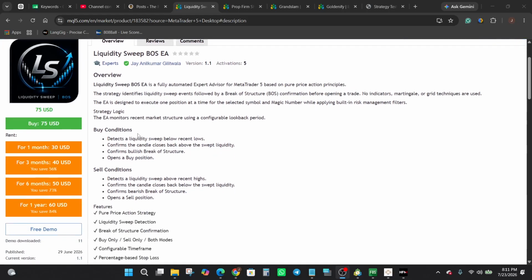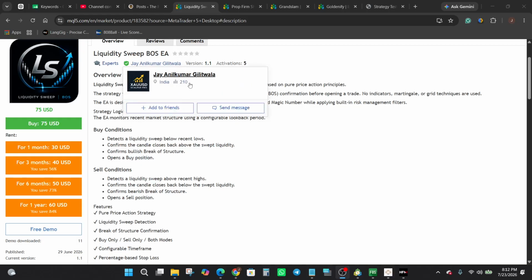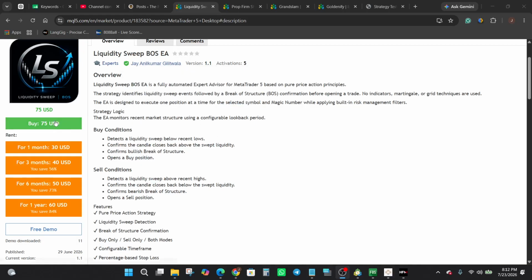Okay. Looking at the marketplace listing, the EA is listed by developer J and Anil Kumar Gilitwala at a direct purchase price of 75 US dollars with 5 activations included. There are also rental options starting at 30 US dollars for a single month up to 60 US dollars for a full year. Now let us break down the underlying trading logic described on the page.